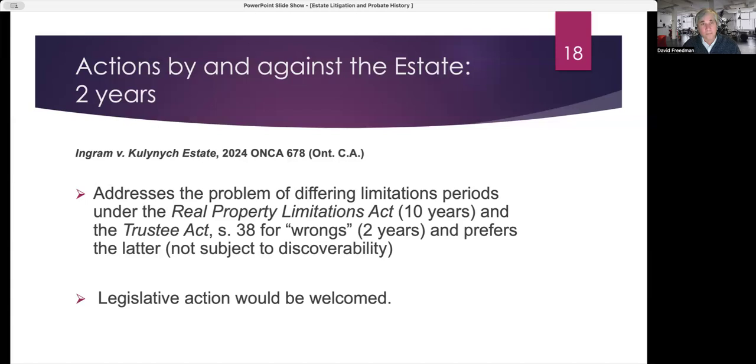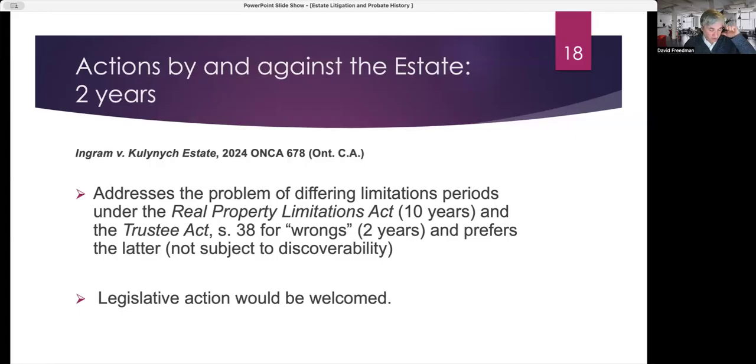But you've got this problem of how to deal with land, which might have a longer limitation period, but at the same time, you have a policy of administering estates, hopefully within a year, maybe a year and a half or 2 years. So you want to have these estates administered more quickly.